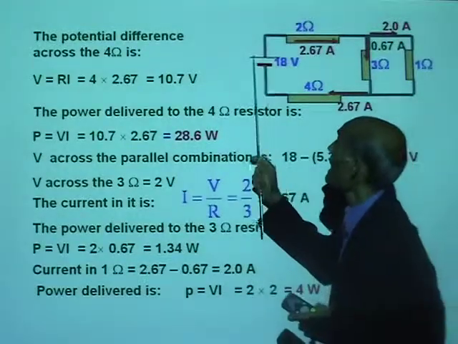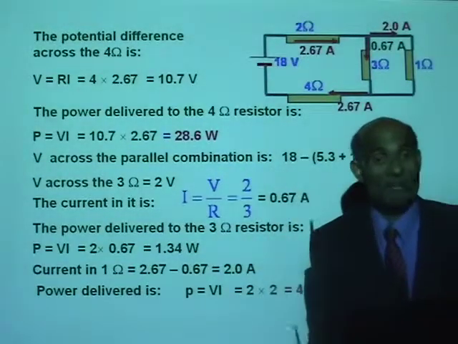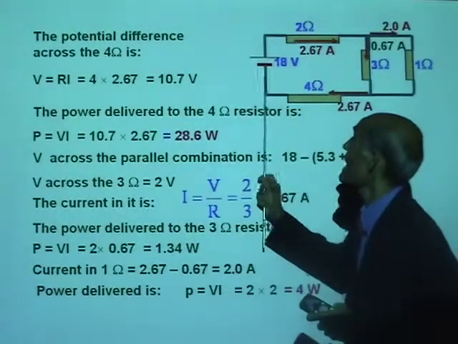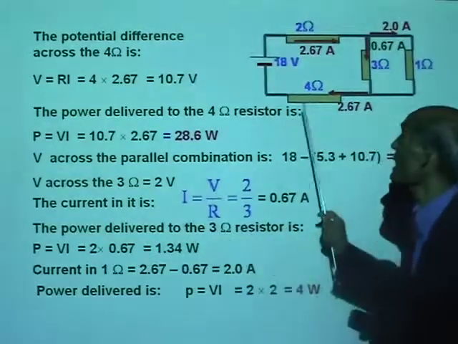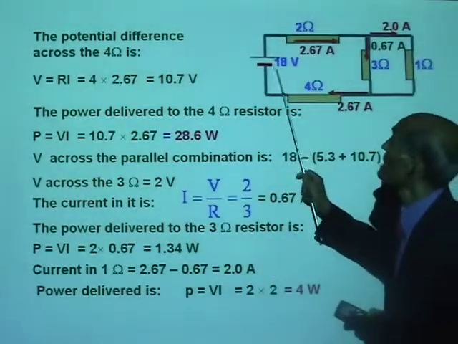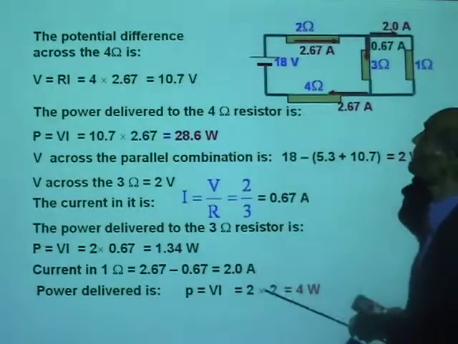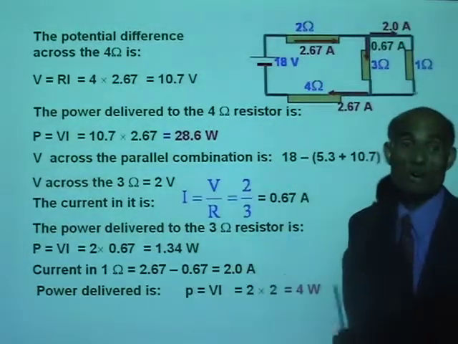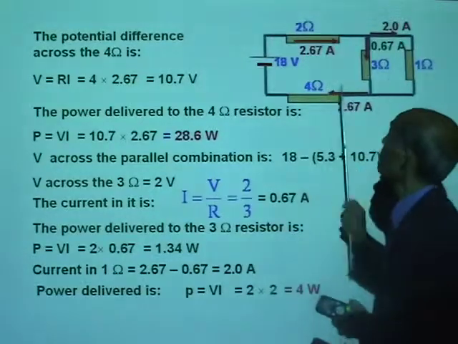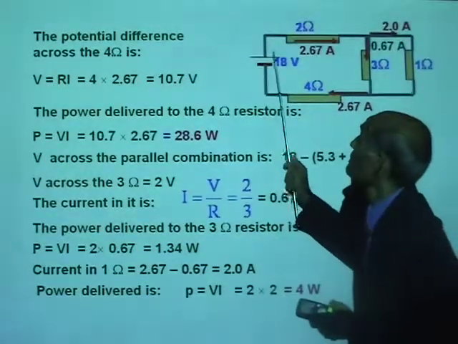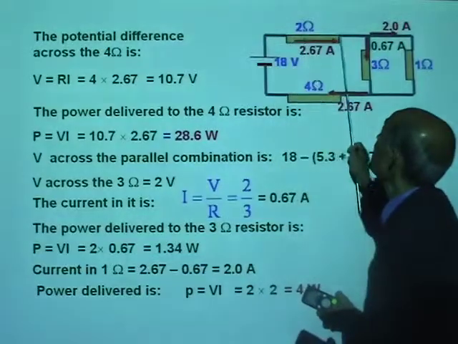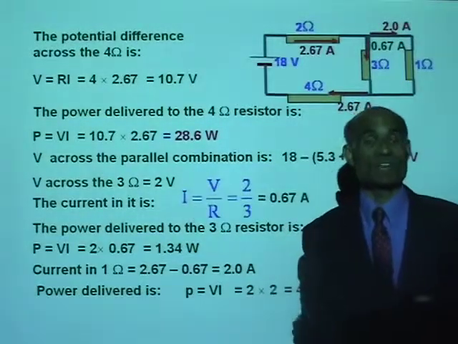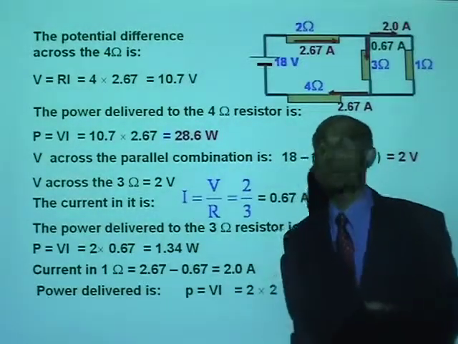What is the power supplied by the battery? The power supplied by the battery is the voltage of the battery multiplied by the current that it supplies. What's the current the battery supplies? 2.67. So 18 multiplied by 2.67 is the total power supplied by the battery. Can you do that and let me know if we got it right? If we got the problem right, then the total power supplied by the battery must be equal to the total power consumed by each of the resistors. I'm going to leave it for you to do and let me know how that looks.